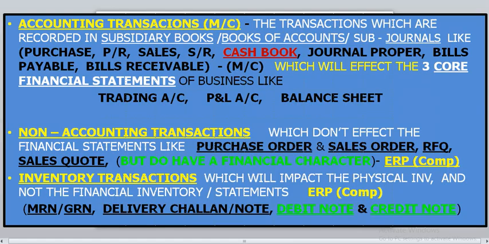And the other examples are the debit note and credit note. In case of debit note, it is a purchase return. When we are returning the goods to our supplier, the inventory at our warehouse will decrease and the closing stock also will decrease in the balance sheet. And in case of credit note, the inventory at our warehouse will increase and the closing stock will also increase. This is the effect of debit note and credit note.